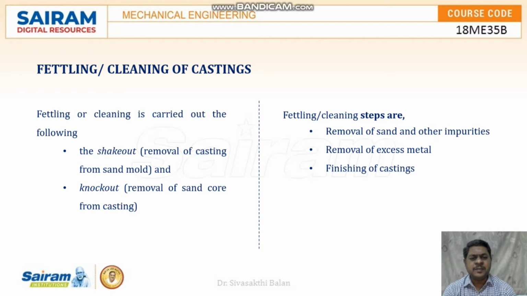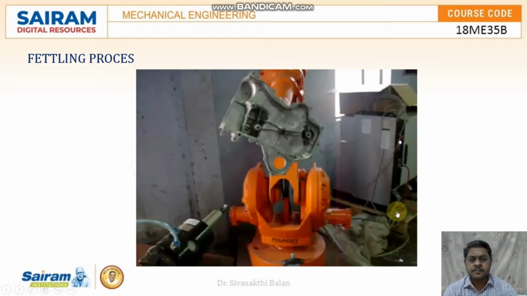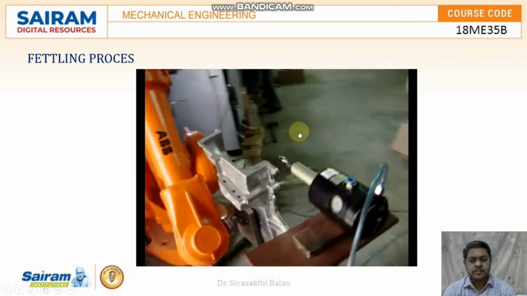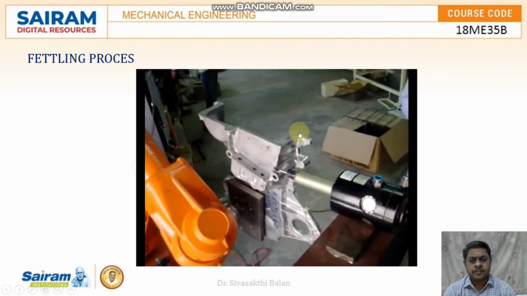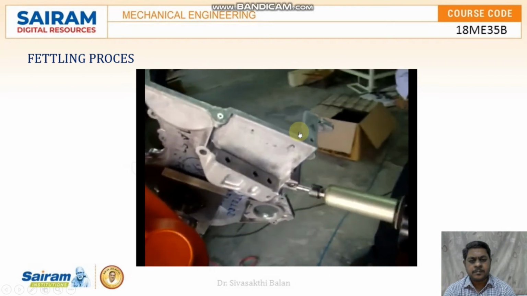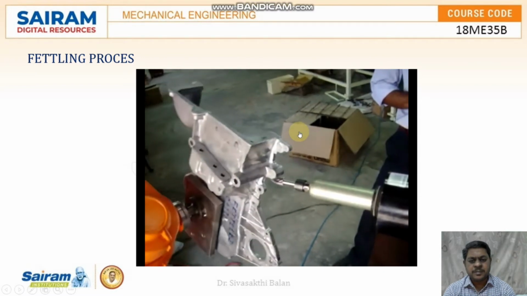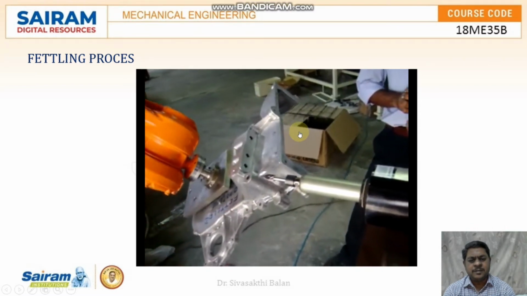The steps involved in fettling or cleaning are: it starts with removal of sand and other impurities, then removal of excess metal, and finally finishing the casting. The following video clip shows how the fettling process is carried out in industries. This is the process of removal of unwanted metal in the casting.